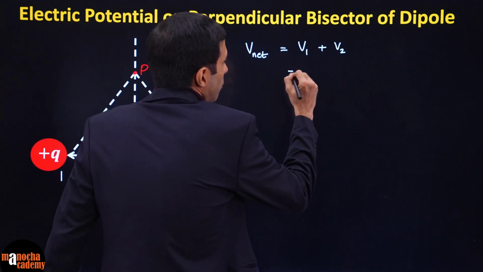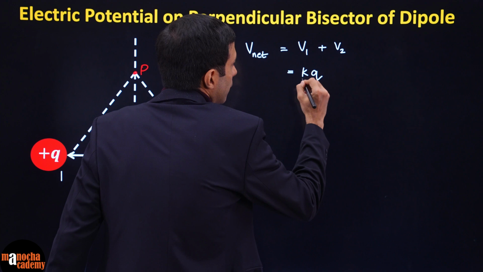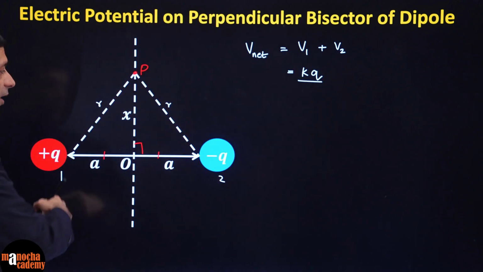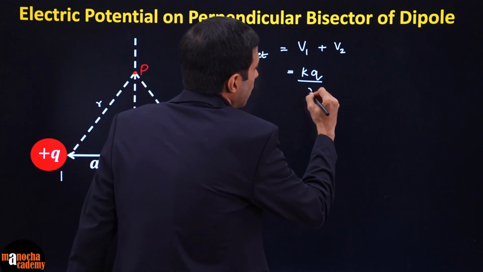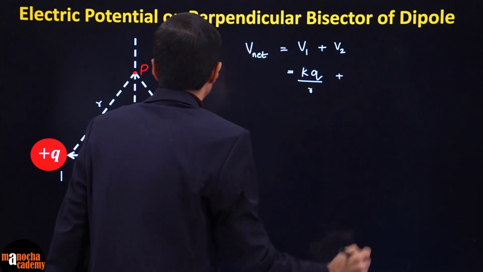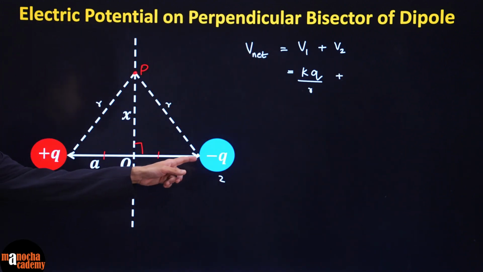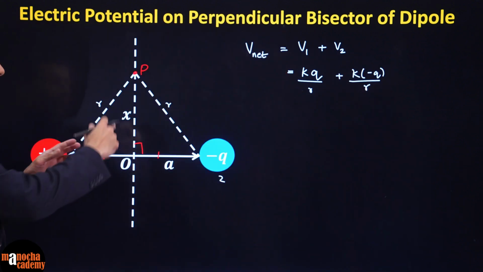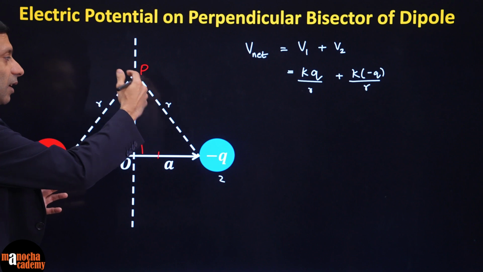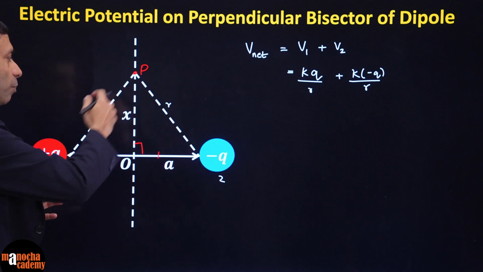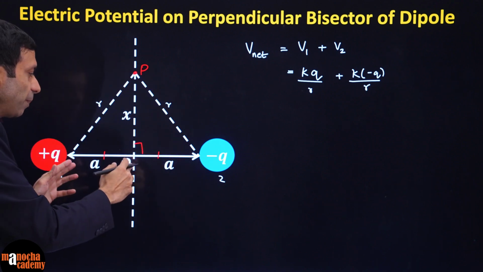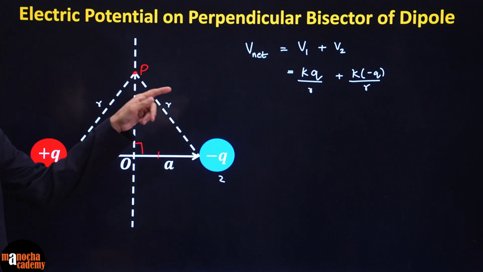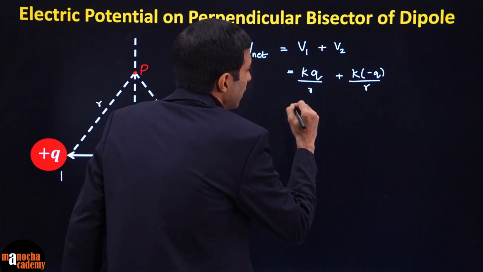So I'm going to use the same formula, KQ divided by R, where this is the distance R, plus K times minus Q divided by R. Now note, because of this symmetry, can you see this is an isosceles triangle? Both the sides are equal because this is the perpendicular bisector. So these two distances R will be equal. And if they are equal, can you see what we are going to get here?